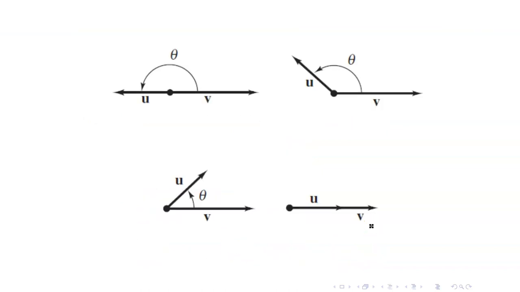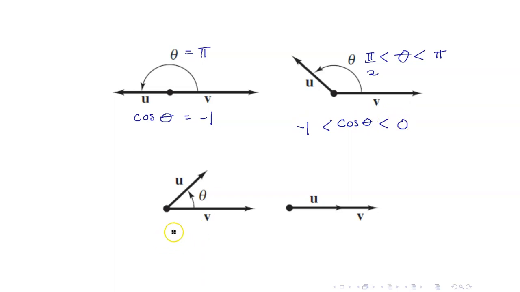So here are some possibilities. In this case, the angle between u and v is 180 degrees. So theta is pi in radians. So therefore, your cosine theta here is equal to negative 1. Here, your theta is between pi over 2 and pi, which means that your cosine theta is greater than negative 1 but less than 0. Here, your theta is between 0 and pi over 2. You have an acute angle, meaning to say your cosine theta is between 0 and 1. Here, the angle is equal to 0, which means that your cosine theta is equal to 1.